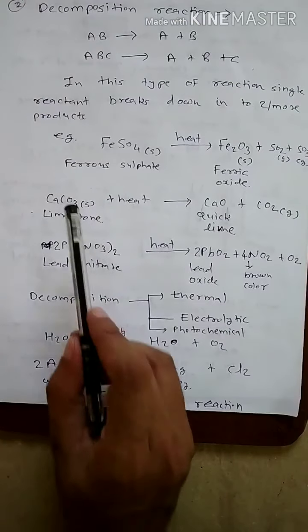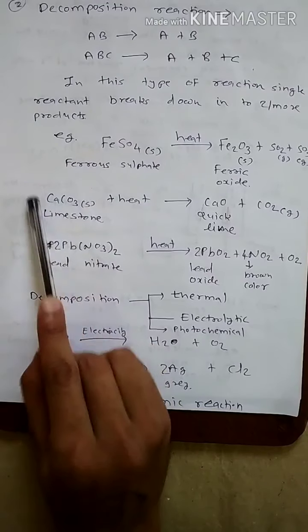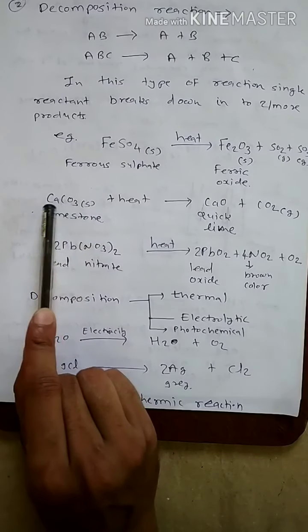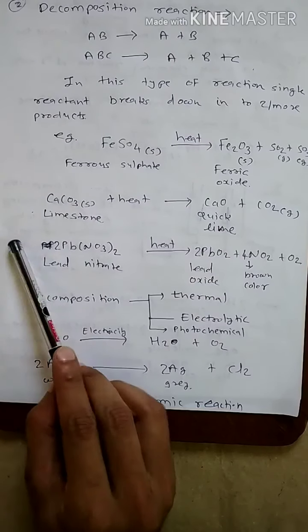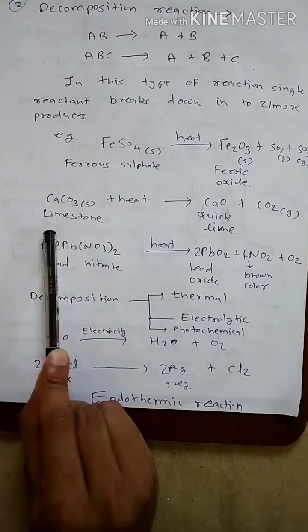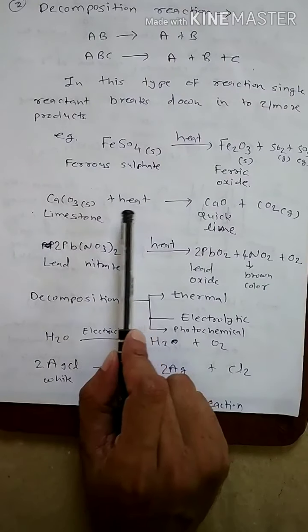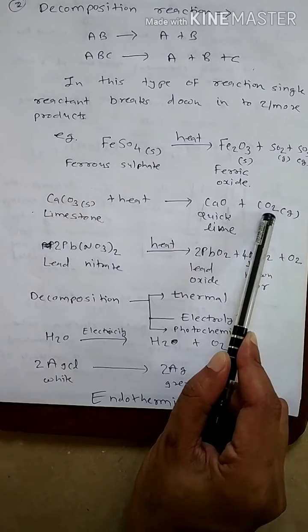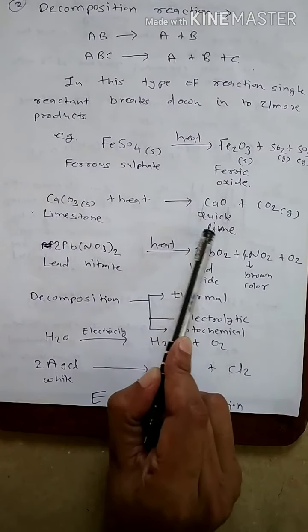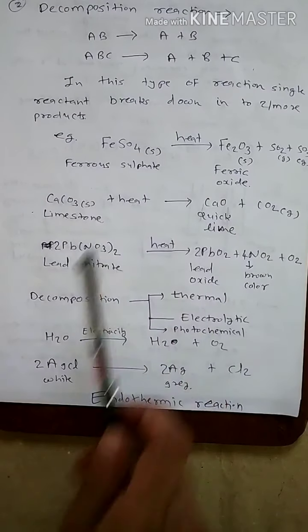The second example is like this: CaCO3. The scientific name of CaCO3 is calcium carbonate, and the common name for that is limestone. Okay, when it is heated, it will give you calcium oxide plus carbon dioxide. The common name of calcium oxide is quicklime, I have written here, and carbon dioxide.